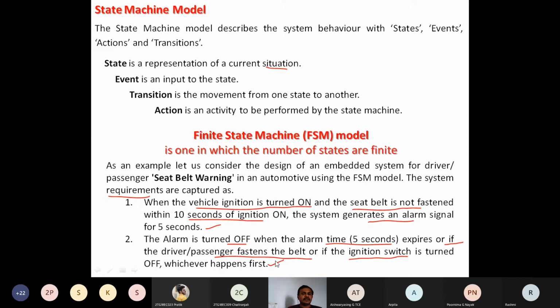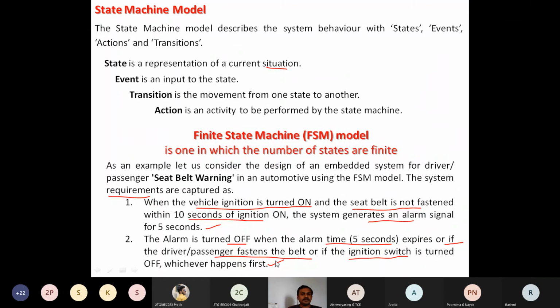Second requirement is what? Alarm must go off if any one event occurs first. Any one event among 3. What are the 3 events? If alarm is there for 5 seconds, time expiry, 5 seconds ಆದ್ಮೇಲೆ ಆಫ್ ಆಗಬೇಕು. ಇಲ್ಲ ಅಂದ್ರೆ ಇದು ಫಸ್ಟ್ ಬರುತ್ತೋ. ಅದರ್ವೈಸ್ ಸೀಟ್ ಬೆಲ್ಟ್ ಇಸ್ ಫಾಸ್ಟನ್, 5 ಸೆಕೆಂಡ್ ಒಳಗಡೆ ಸೀಟ್ ಬೆಲ್ಟ್ ಹಾಕೊಂಡ್ರೆ ಅಲಾರಾಮ್ ಆಫ್ ಆಗಬೇಕು. ಥರ್ಡ್ ಸಿಚುವೇಶನ್ ಇಸ್ ವಾಟ್? If ignition is off, if car is off, then obviously the alarm must be off.